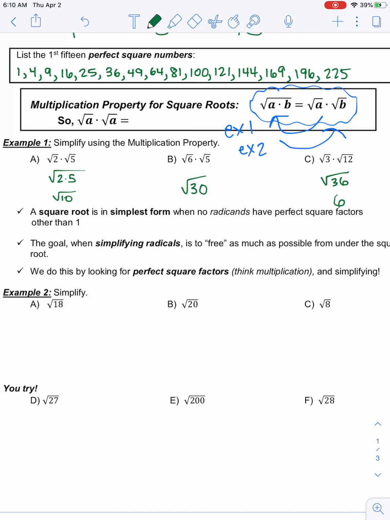What the 3 little bullet points here with the check marks are saying is that a square root is in simplest form if no radicands can have perfect square factors other than 1. So up here, 10 has no factors on the list above besides 1. It doesn't divide by 4 or 9 or any of those other numbers higher than it. 30 also doesn't divide by 4 or 9 or 16 or 25 and so on. All right, the goal when simplifying radicals is to free as much as possible from under the root. We do this by looking for perfect square factors and simplifying.